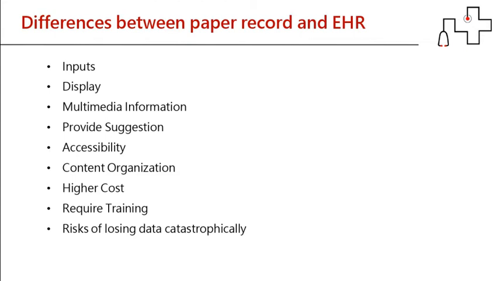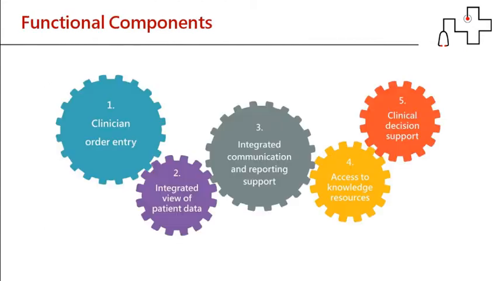Accessibility means that an EHR system can be accessed by more than one user at the same time, which is a function that paper records do not have. There are 5 functional components in an EHR system, which may be encountered by users during workflow. Providing an integrated view of patient data is the ultimate goal of an EHR. An integrated EHR must include a broad spectrum of data types, such as numbers, texts, images, and videos.